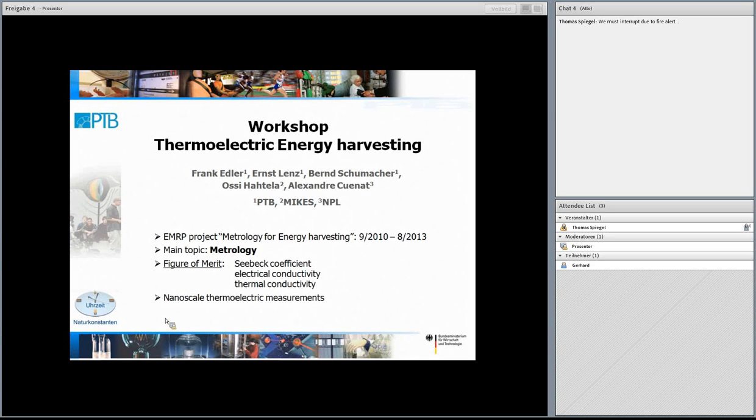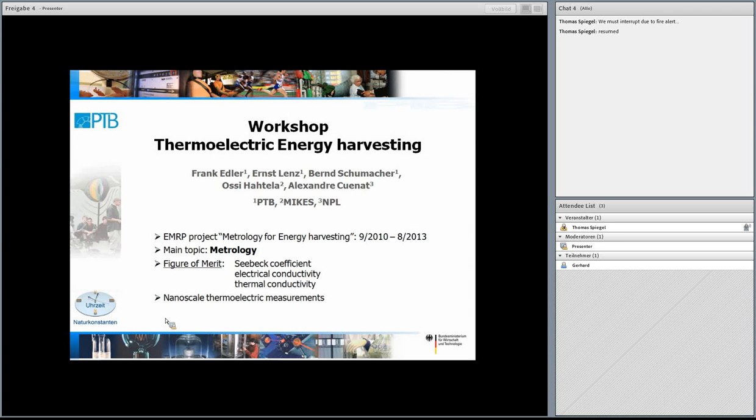The key aspect of the EMRP project was metrology. And the key aspect of our workshop will also be metrology. That means we would like to answer the questions of how to measure the relevant parameters for thermoelectric materials, which are the Seebeck coefficient, the electrical conductivity, and the thermal conductivity. These three parameters or quantities are used to calculate the so-called figure of merit, which is a means to compare different thermoelectric materials concerning their efficiency. And therefore, it is very important to measure the three single parameters, Seebeck coefficient and the conductivities, in a traceable way with low uncertainties, to have a good means, as the figure of merit is, to compare the different materials.